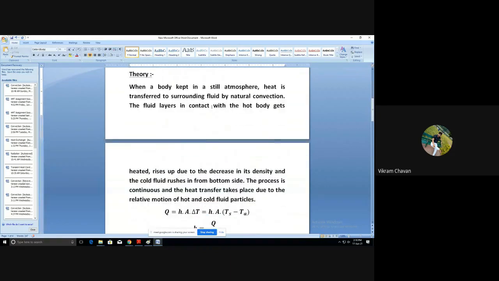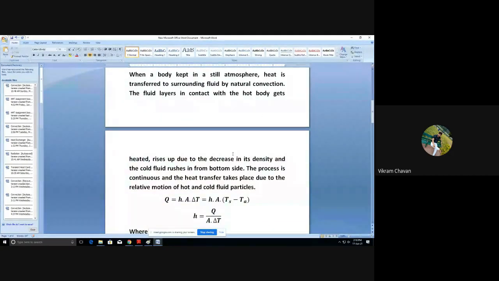When a body is kept in a still atmosphere, heat is transferred to the surrounding fluid by natural convection. The fluid layer in contact with the hot body gets heated, rises up due to the decrease in its density, and the cold fluid rushes in from the bottom side. The process is continuous, and the heat transfer takes place due to the relative motion of hot and cold fluid particles.